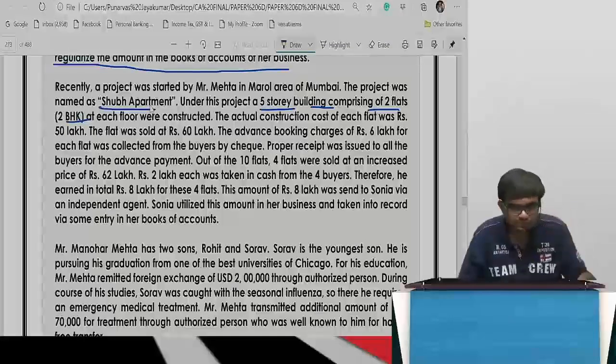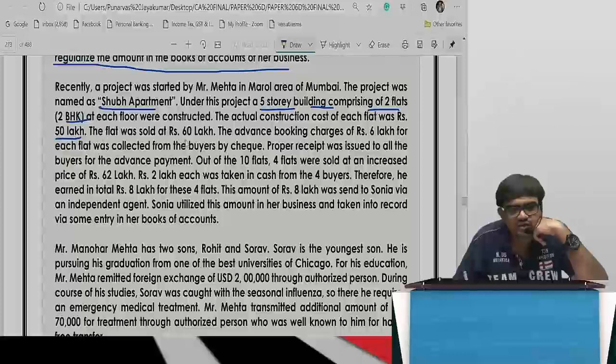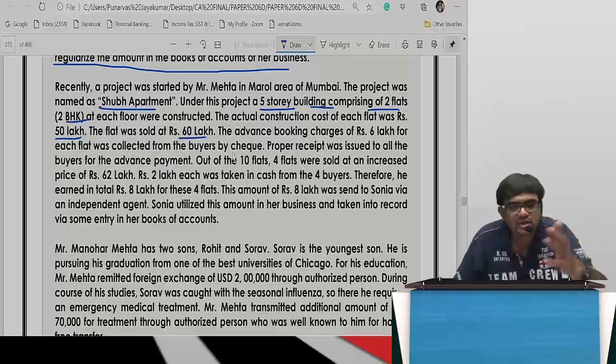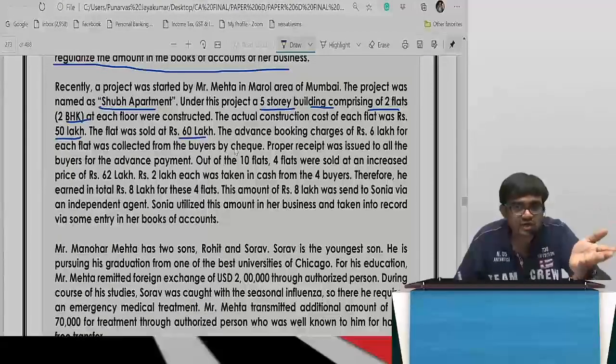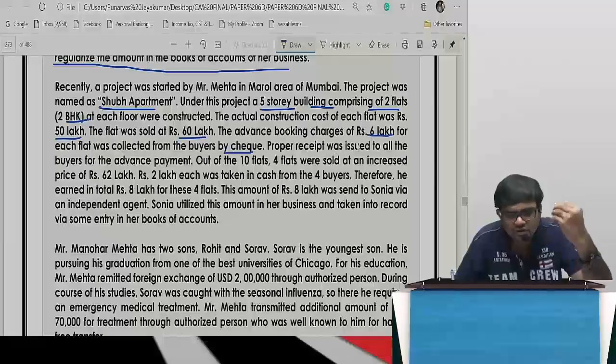Immediately it should strike you. Actual construction cost of each flat was 50 lakh. Flat was sold at 60 lakh. So basically, the construction cost was 50, it was sold at 60. Overall, 10 lakh was his profit. Advance booking charges were 6 lakh for each flat, collected by check. Proper receipt was issued to everybody.